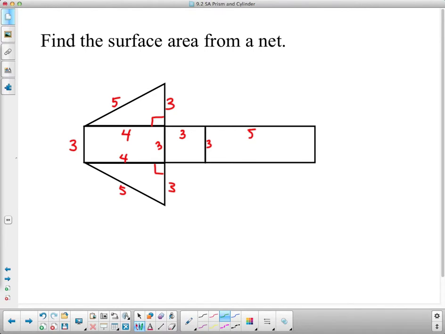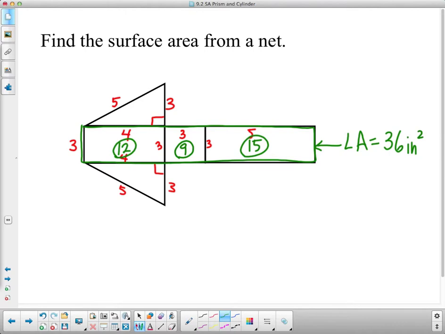So this part right here is what's called the lateral area. So what's the area of all those rectangles? Lateral area. What's the area of this rectangle? 12. What's the area of this one? 9. Area of this one? 15. What do those add up to be? 36. Square inches. And then your surface area would add on the bases.